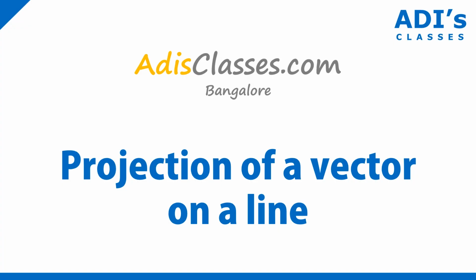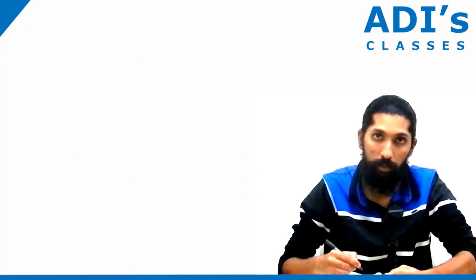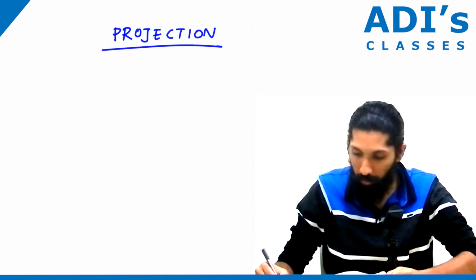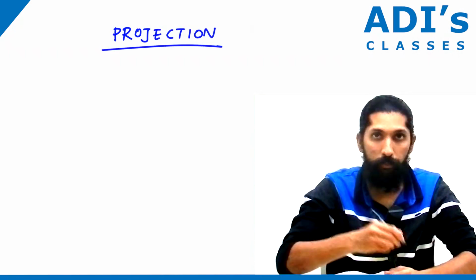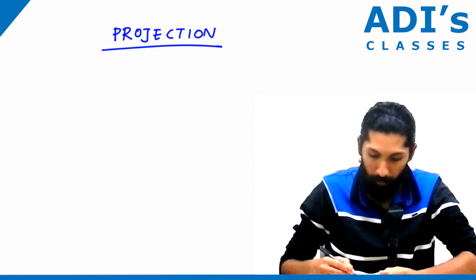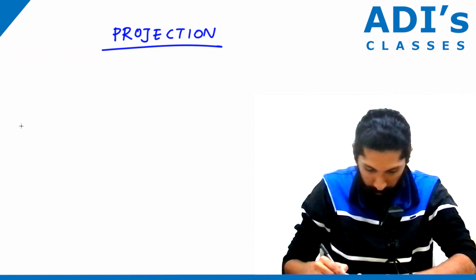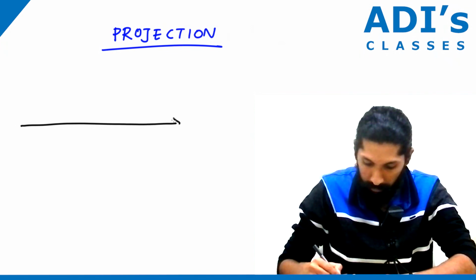Let's discuss projection of one vector over another. So now we are looking at projection. Whenever we talk about projection of one vector over another, let's do a simple thing. Let's assume that we have a line, some line. Let's say this line is L.